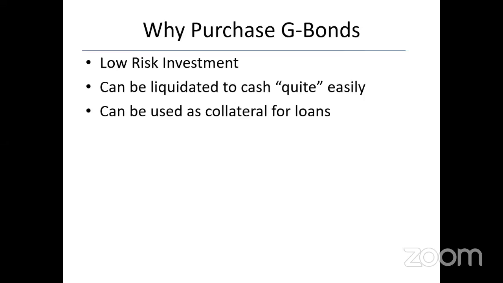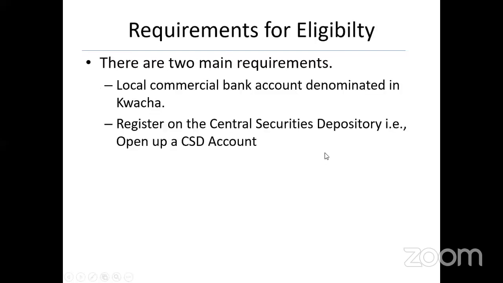So the second reason why you would want to purchase a bond is you could liquidate this into cash quite easily. And I put "quite easily" in quotes in the sense that if you want to sell off a bond, there has to be a willing buyer. But if you look at other investments, this might take quite some time. And then the third reason why you'd want to buy a bond is that you could use this as collateral for loans.